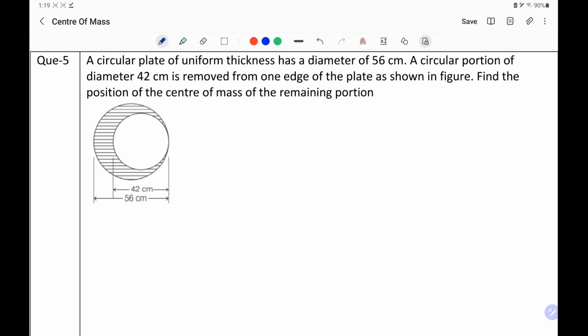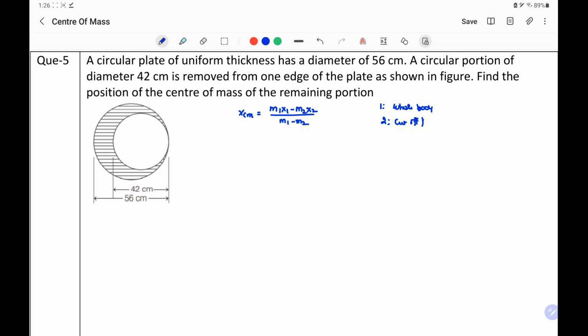Fifth question is, a circular plate of uniform thickness has a diameter of 56 cm. A circular portion of diameter 42 cm is removed from one edge of that plate as shown in the figure. Find the position of the center of mass of the remaining portion. For a portion cut from the body, the center of mass of the remaining body will be equal to m1 x1 minus m2 x2 by m1 minus m2. Here 1 refers to the whole body and 2 refers to the cutoff portion.